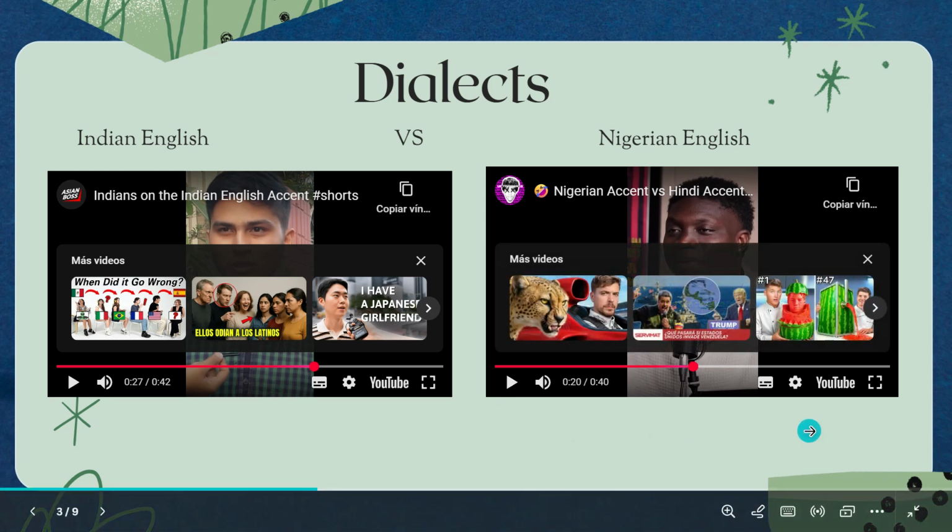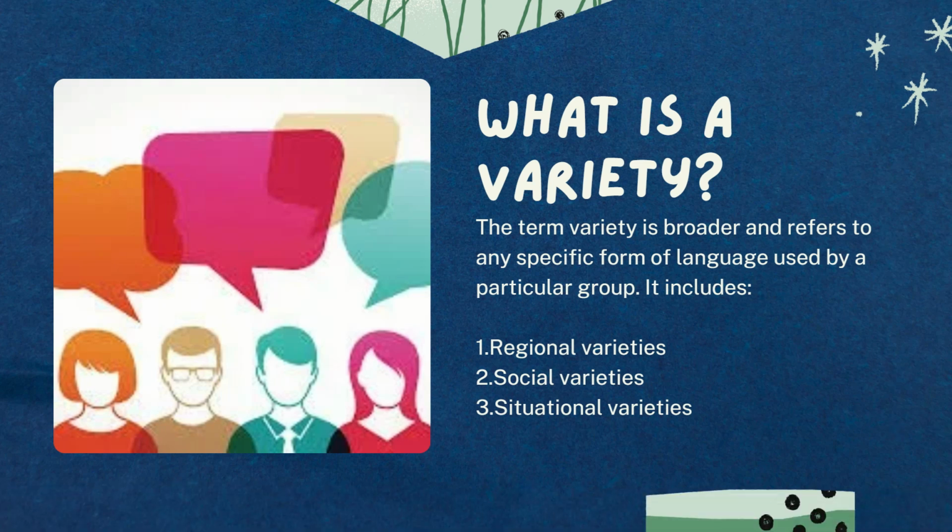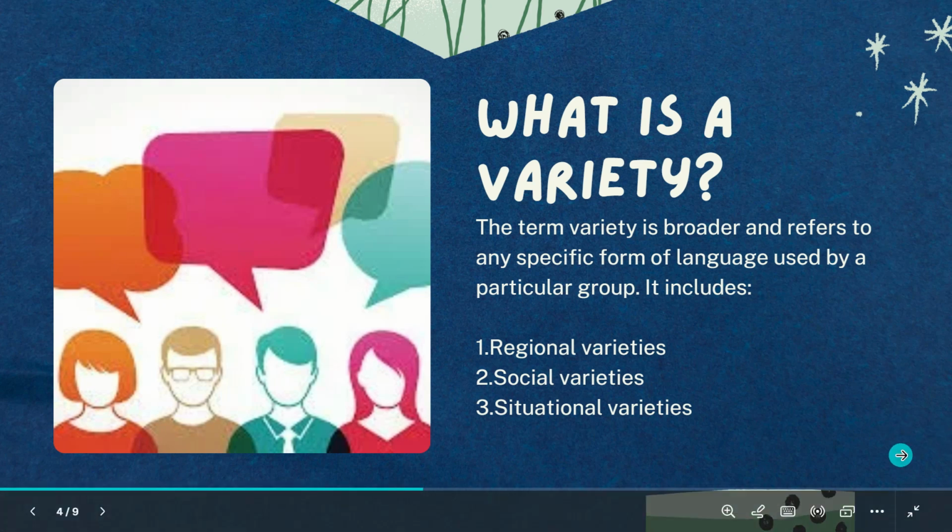Okay, as you can see, this is an example of a dialect, or two dialects, based on a geographic area. In this case, two countries. So let's go to variety. What is a variety? The term variety is broader and refers to a specific form of language used by a particular group. It includes regional varieties, social varieties, or situational varieties.